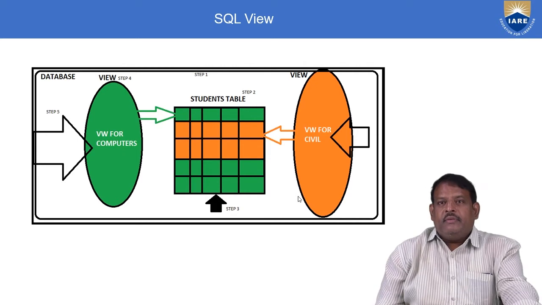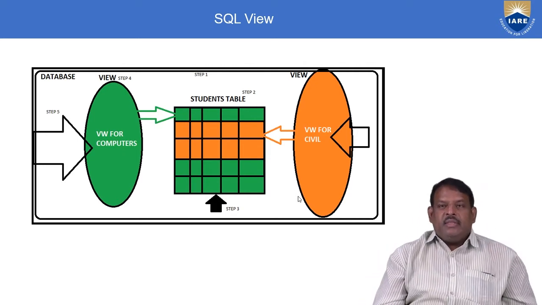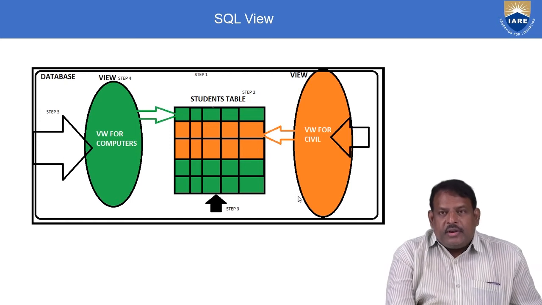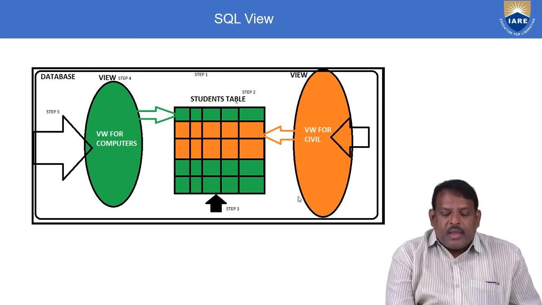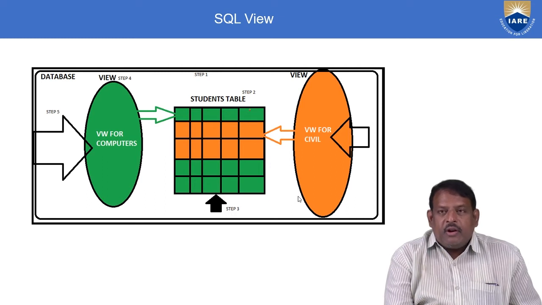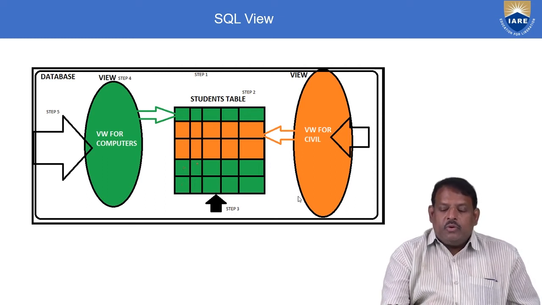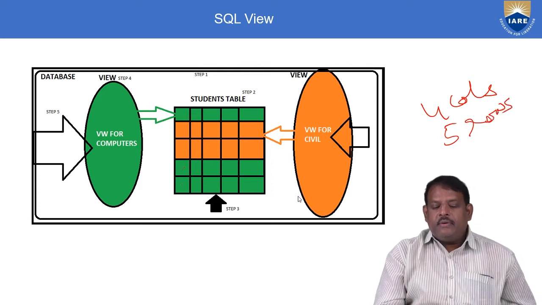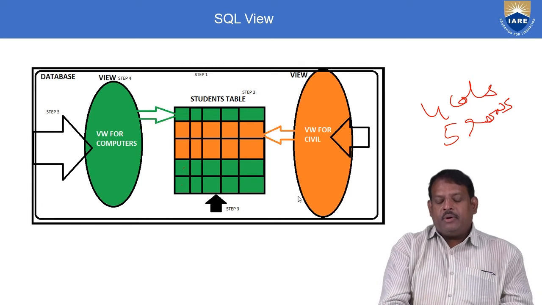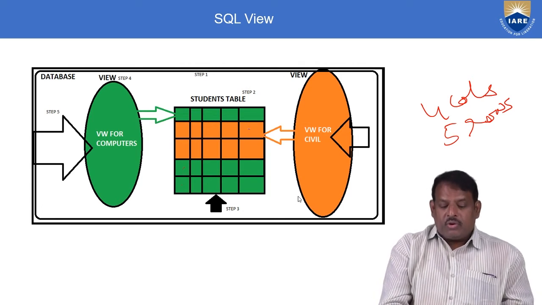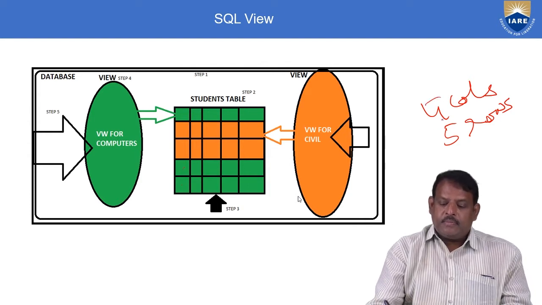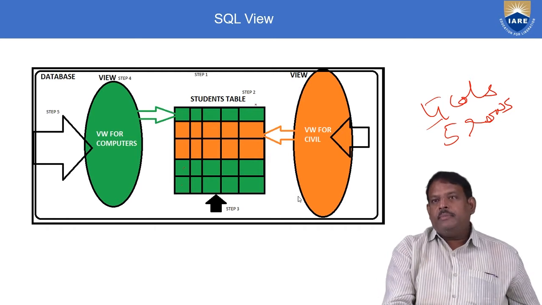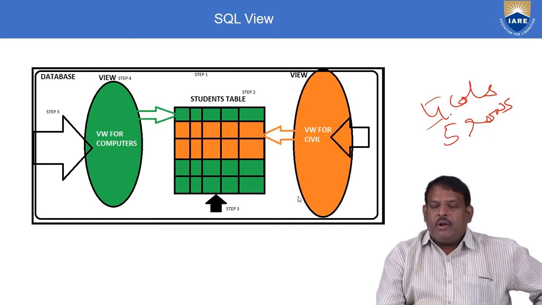Okay. Now we'll see this in a graphical way. Now this is student table is the table here. Student table having 5 columns and 5 rows. We have a table called student table having 5 columns and 5 rows.